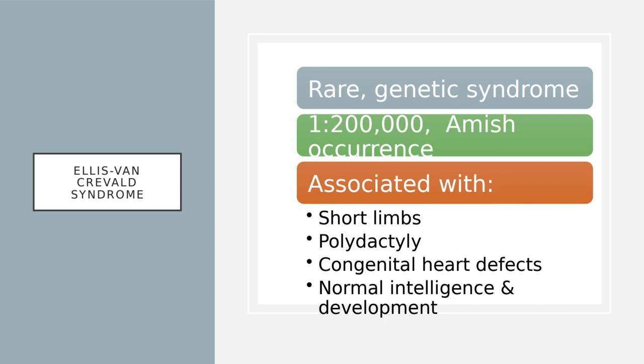Ellis-van Creveld syndrome is another rare genetic syndrome. It is very rare, but prevalent in the Amish community. So 1 out of every 200,000 births, but most of those are going to be in the Amish community because they are such a closed community in terms of relations. It's usually going to be associated with short limbs, polydactyly, congenital heart defects, and they have normal intelligence and development. So it's really just a physical condition for these patients.